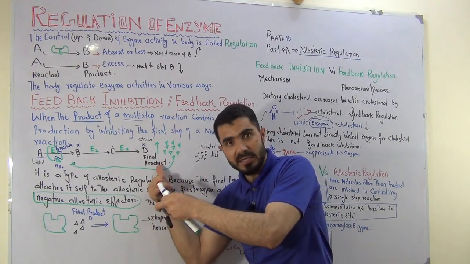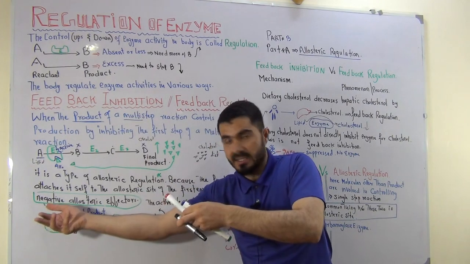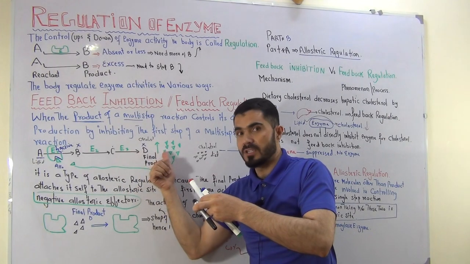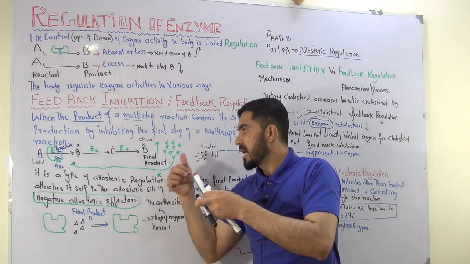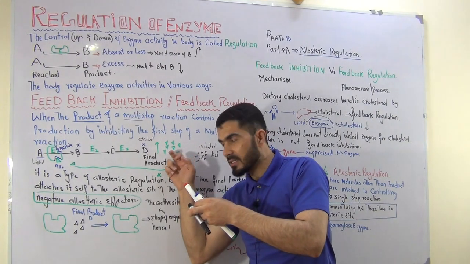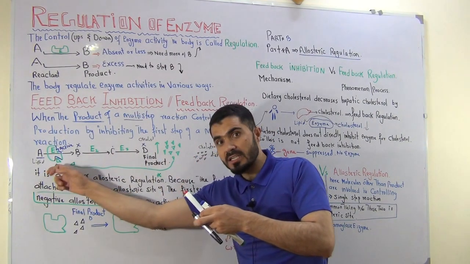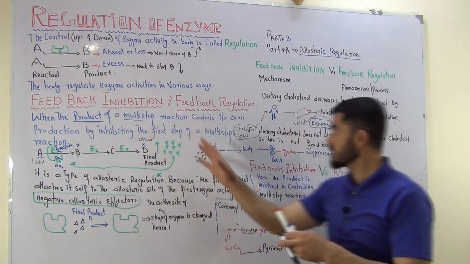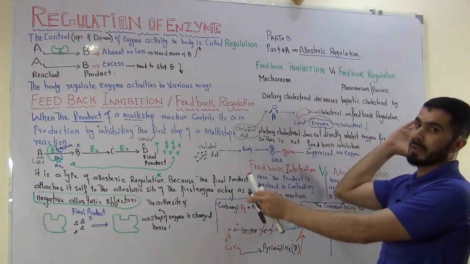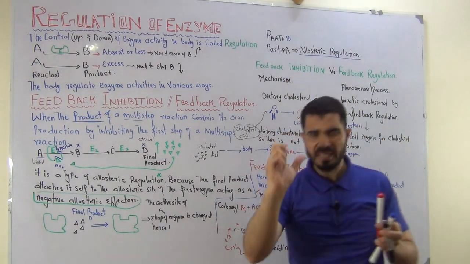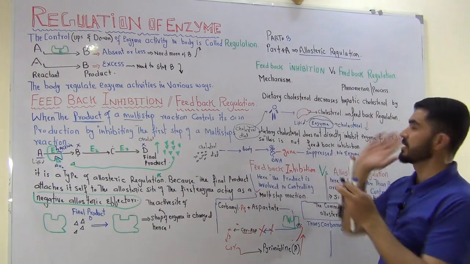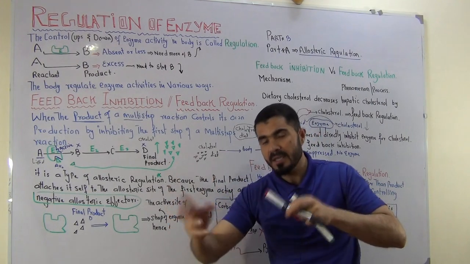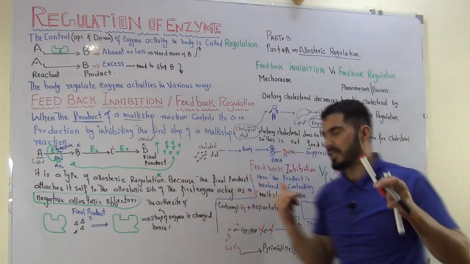This blockage of the reaction because of the attachment of the product at the allosteric site of the first enzyme is called feedback inhibition. And we also discussed the difference between feedback inhibition and feedback regulation. Feedback inhibition is a mechanism and feedback regulation is a phenomenon. Both are similar terms, but sometimes these two are different. The difference was already discussed.